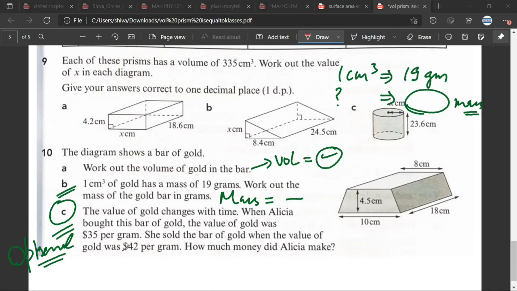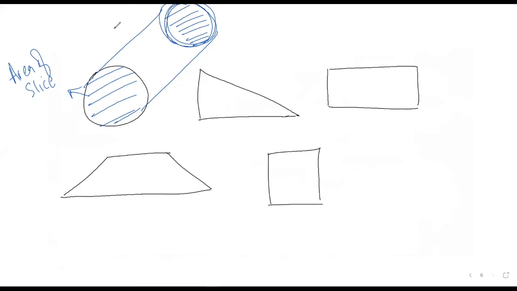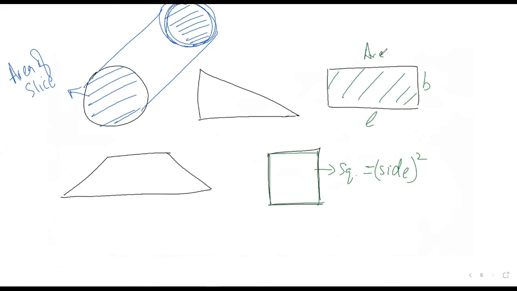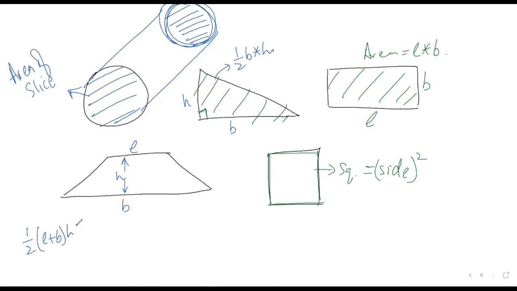So Satya, the trick is to find the area of the slice. For example, if this is a square, the area would be side square. If this is a rectangle, the area would be length into breadth. If the slice is a right angle triangle, the area would be half base into height. If it is a trapezium, if this is B, this is L, this is H, then the area of the slice would be half L plus B into H. Multiply this cross section with the length of the figure. Satya, any doubt? No doubt.